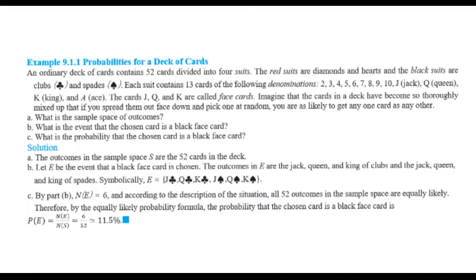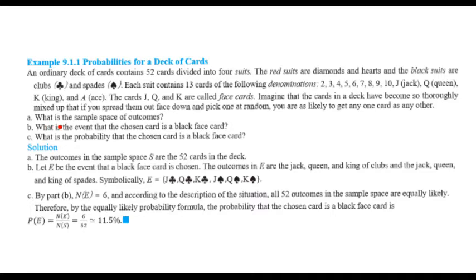Okay, so the question here is, what is the sample space of outcomes? Since we have 52 cards and we are choosing one of them at random, the outcomes of the sample space S are the 52 cards in the deck, right? So for each card in the deck, we have one outcome. Since we have 52 cards, the sample space has 52 different elements.